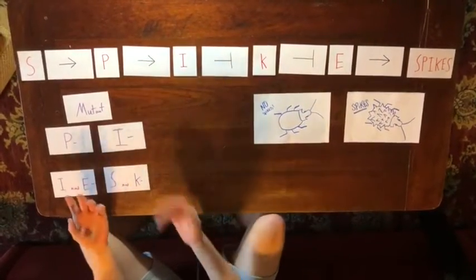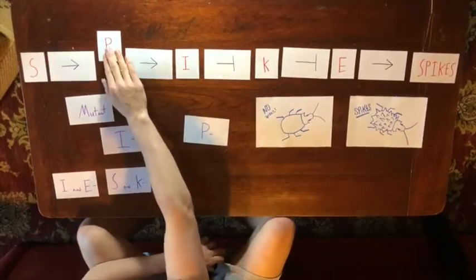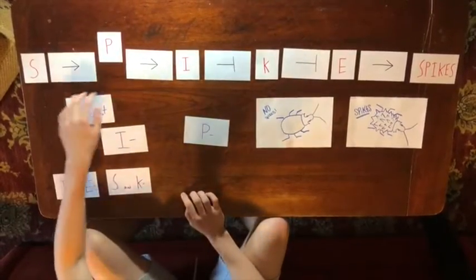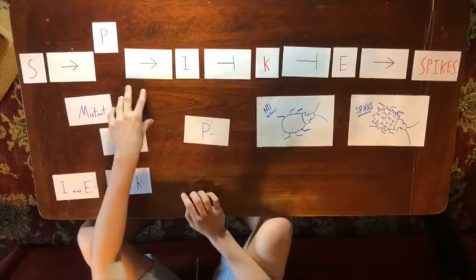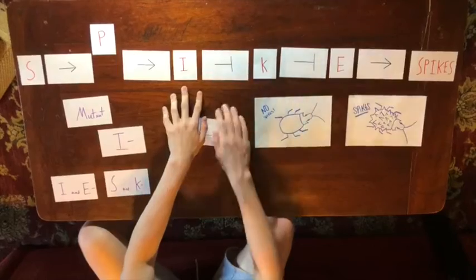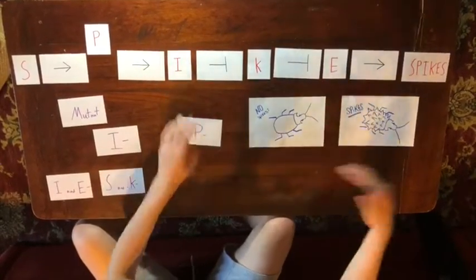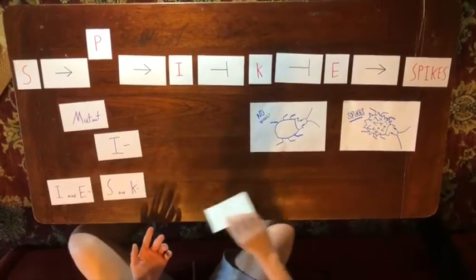So what would happen if we had mutants? If we had a mutant P, that means this P won't work. So S doesn't activate anything, which means P cannot activate I. So I is not repressing K, meaning K represses E, and E cannot activate spikes, so no spikes are made.